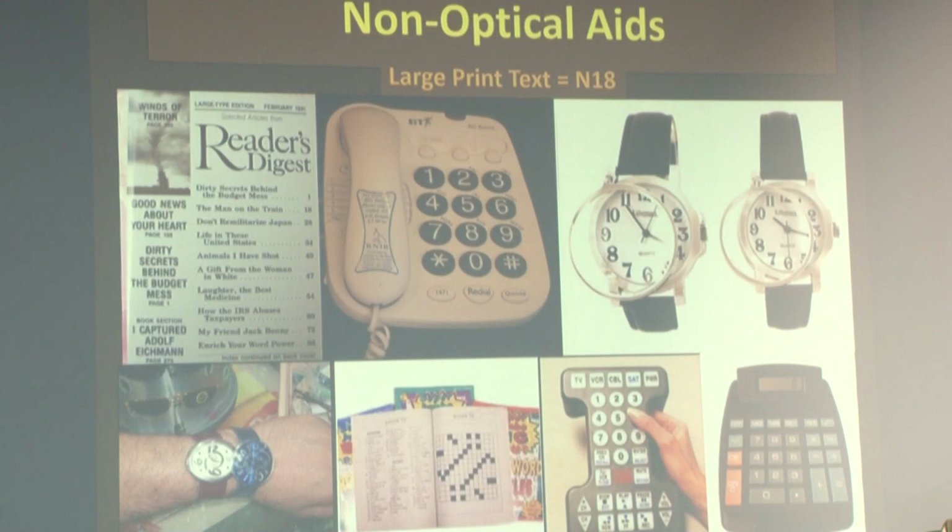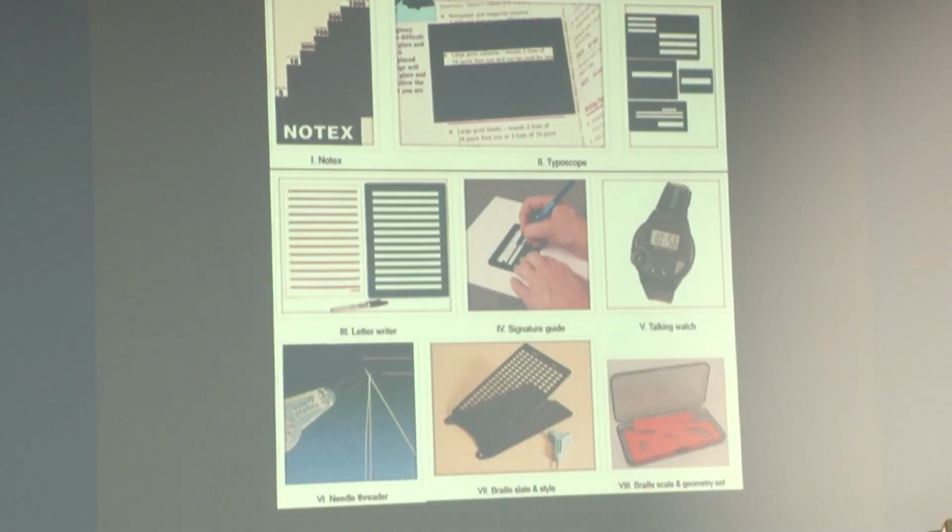Coming to the non-optical aids, they are basically large print text with N18. Here again, large print telephone dials, clock dials, and remote controls with big, large print controls. Now this is a very important non-optical aid. Number one is the Notex. It has various steps, and these steps are marked with the amount. You place a note at the bottom, and whichever number the edge of the note comes out at tells you the amount: if it comes out at the first one, it's a 5 rupee note; if it comes out at the second one, it's a 10 rupee note.